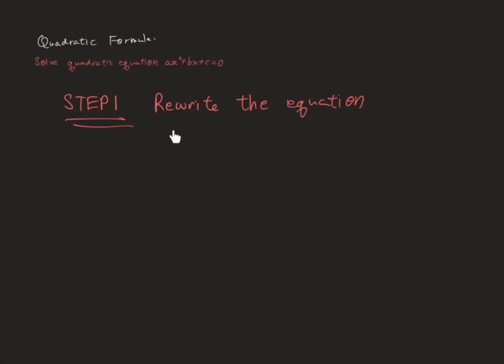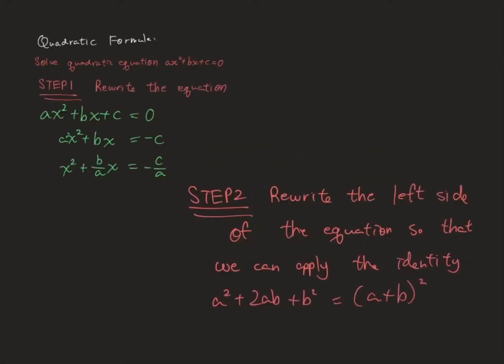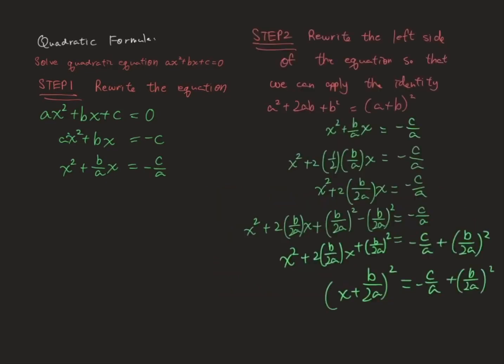So we have to rewrite the equation in step 1. What we need to do for step 2 is rewrite the left side of the equation so that we can apply the identity a squared plus 2ab plus b squared equals (a plus b) squared, which gives us (x plus b over 2a) squared equals -c over a plus (b over 2a) squared.